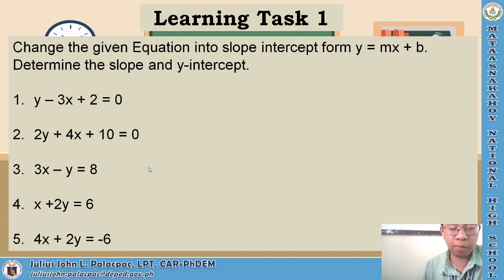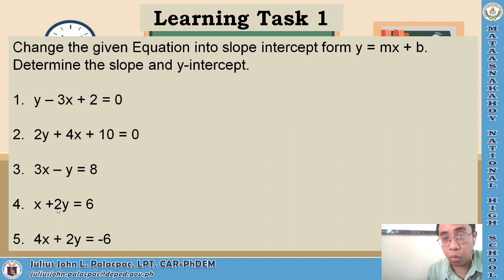So the slope here will be positive 3 and the y-intercept is negative 8. Okay, let's proceed on number 4. We have x plus 2y is equal to 6. So we'll eliminate x here. So x is positive x. The inverse of x, if we add another number to make it 0, will be negative x. So negative x plus x is equal to 0, plus 2y is equal to negative x plus 6.